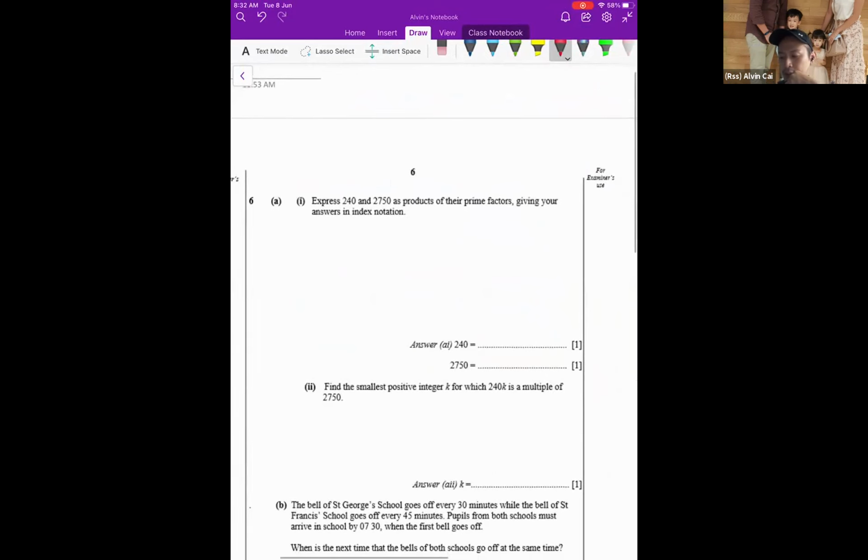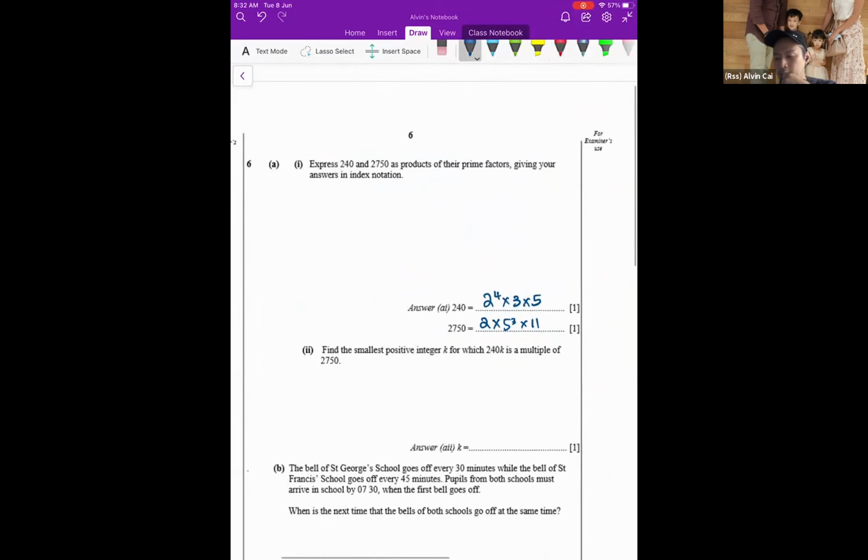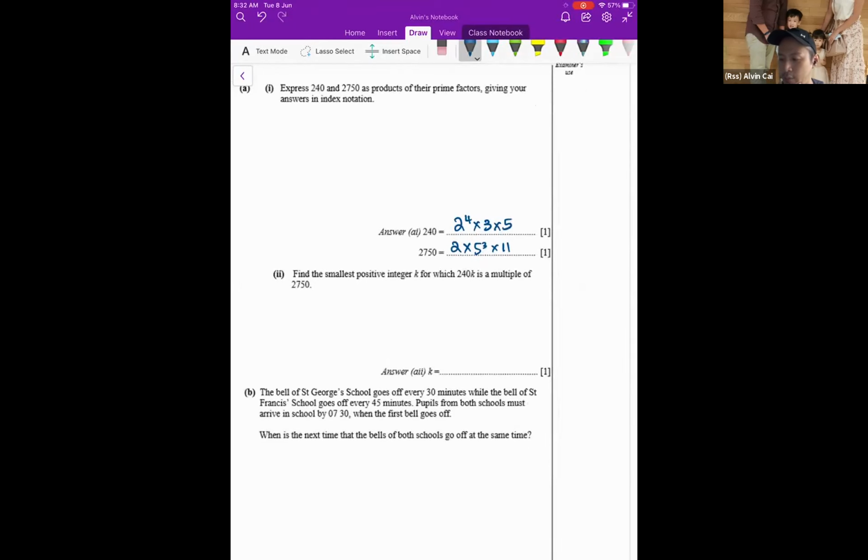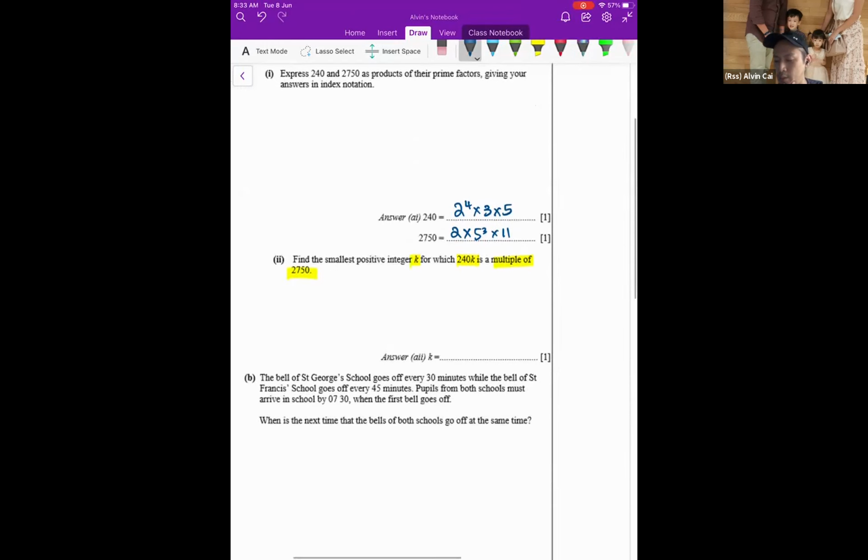Prime number. This one I'm going to give the answer straight, so you can check whether your answer is correct. This is basically breaking them down into their index prime factors. So this question is something that I've gone through before. It becomes a multiple. I marked some of your work.